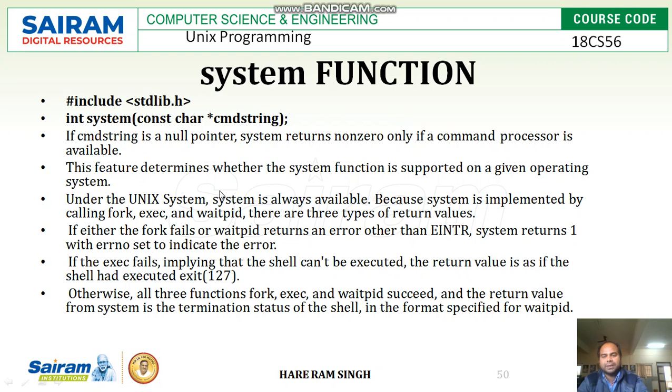If exec fails, implying that the shell cannot be executed, the return value is as if the shell had executed exit 127. 127 is the exit status in that case. Otherwise, if all three functions, fork, exec and waitpid, succeed, then the return value from system is the termination status of the shell, in the format specified for waitpid.